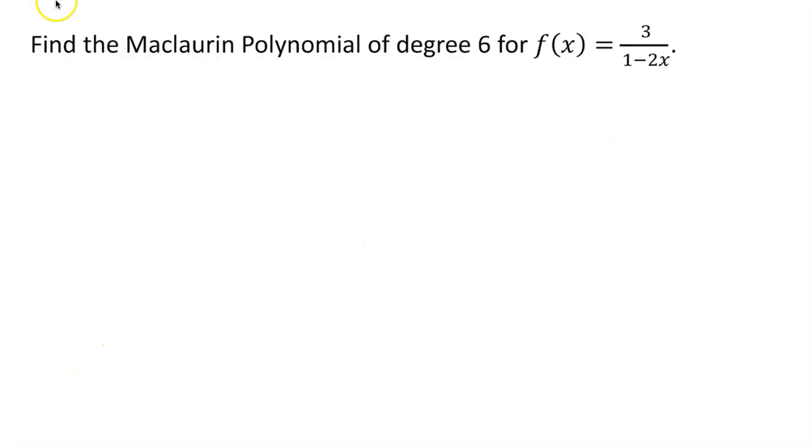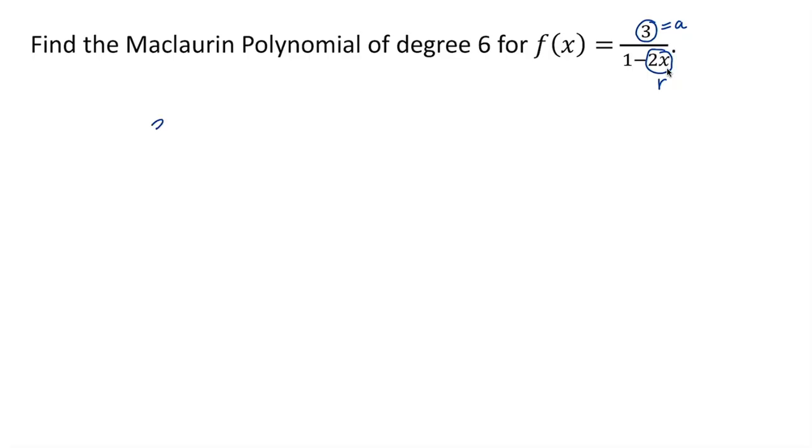Let's do it. Let's do an example. Find the Maclaurin polynomial of degree 6 for f of x equals 3 over 1 minus 2x. So here we are trying to make sure that we have that form a over 1 minus r. And we basically do. So here the a value is 3. And then we have 1 minus r. So the r value is 2x.